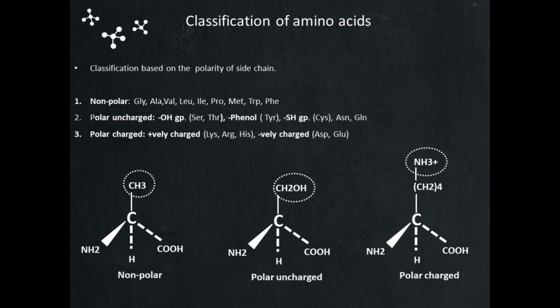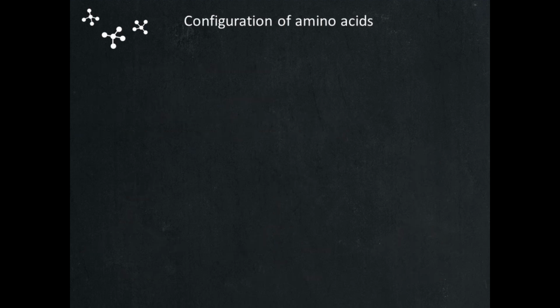Now let's discuss the properties of amino acids. First of all, their configuration. So what is configuration? Configuration means arrangement of atoms in a molecule. And for amino acids, we have various systems to define configuration. The most common system of configuration we use is the D and L system.